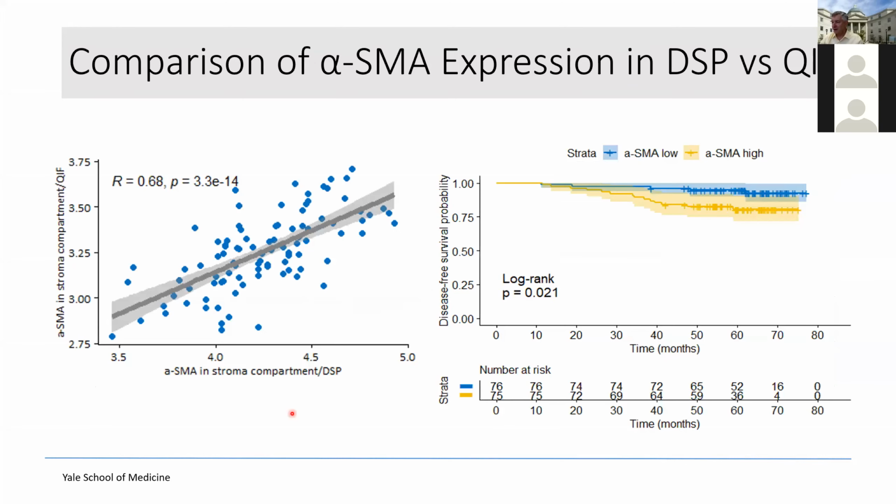And so if we compare the two, they actually do pretty well. So this is alpha SMA in the stroma by DSP, and this is alpha SMA in the stroma by quantitative fluorescence. And they're highly correlated. And in fact, using the SMA low versus SMA high with quantitative fluorescence, we also see statistical significance in this same cohort. Of course, we haven't done a validation set. This is still the same cohort.